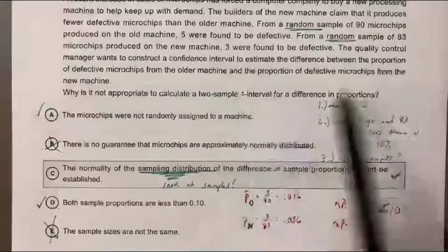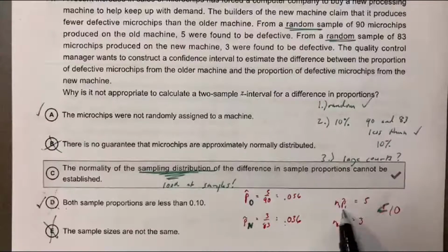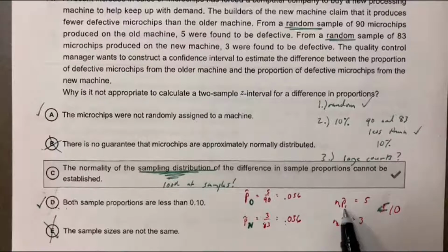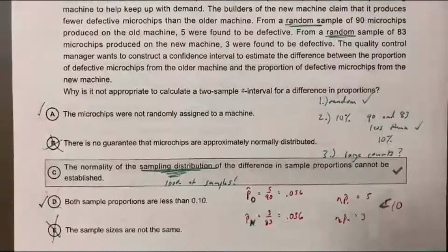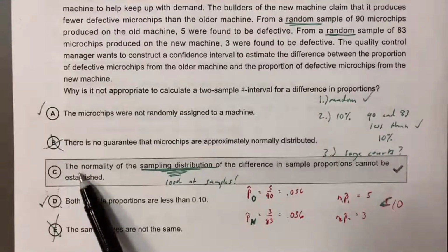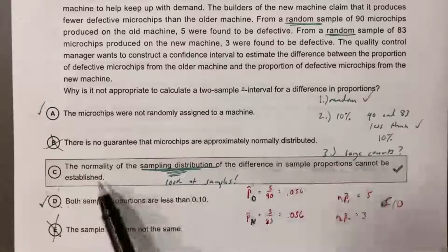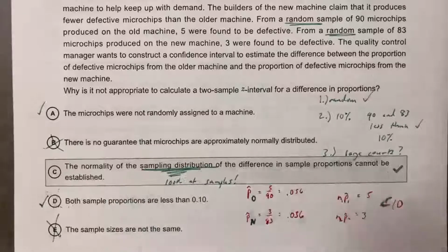And what the problem is that in the first sample, n times the sample proportion is 5. And then the second sample, n times the sample proportion is 3, which are both less than 10, which means the samples aren't large enough. The normality of the sampling distribution of the sample proportions cannot be established. That's what we're looking for. And hey, that's it.